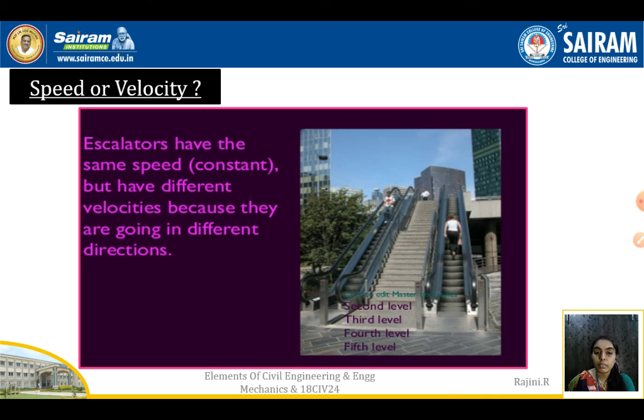Here in this example, there is an escalator. So here you can see it is speed or velocity, right? Escalators have the same speed, that is a constant speed, but have different velocities because they are going in different directions, right? Maybe it is going upwards or downwards. As we all know, when we go to malls or a big building, one side will be going upwards and one side will be coming downwards. So definitely the speed will be constant, but the velocity will be different.